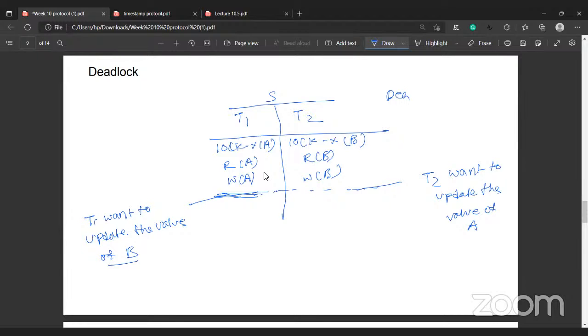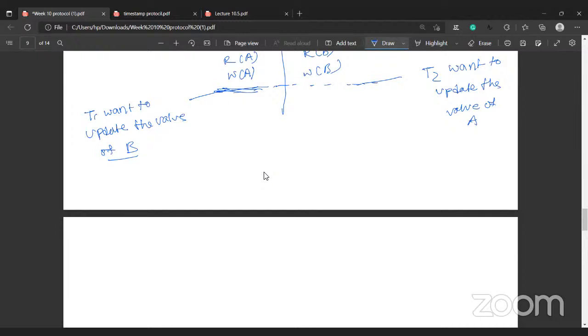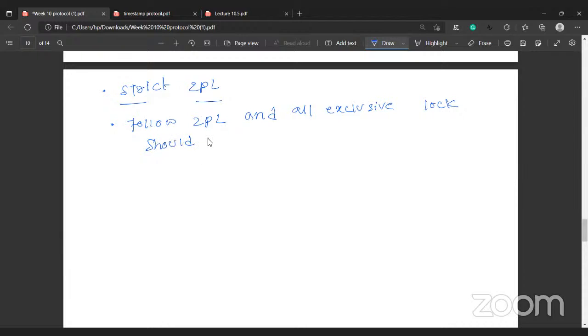Okay. So now we'll see strict 2PL. What is strict 2PL? It follows the two-phase locking protocol, and all exclusive locks should be unlocked after the commit operation.